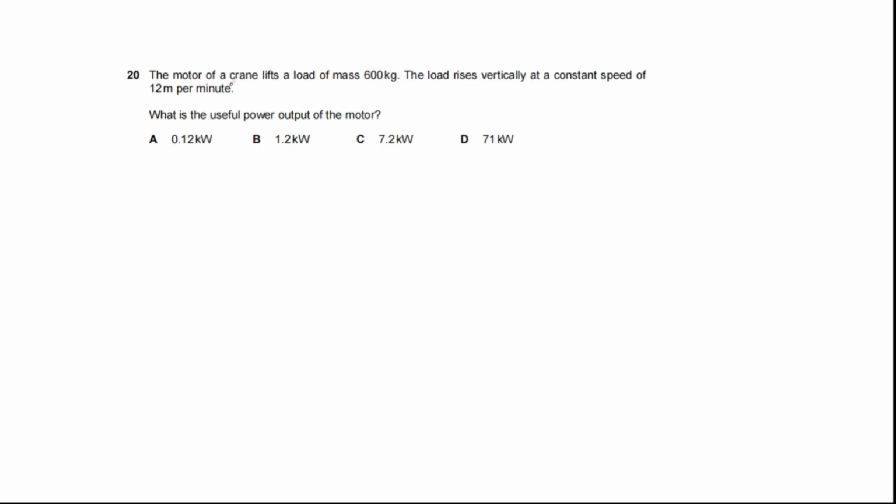Question number 20. The motor of a crane lifts a load of mass 600 kilograms. The load rises vertically at a constant speed of 12 meters per minute. What is the useful power output of the motor?